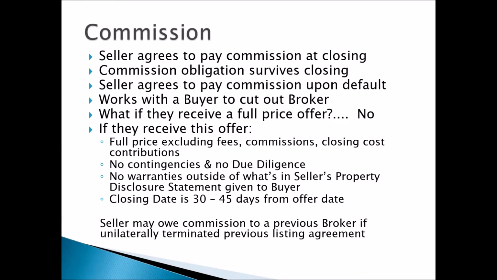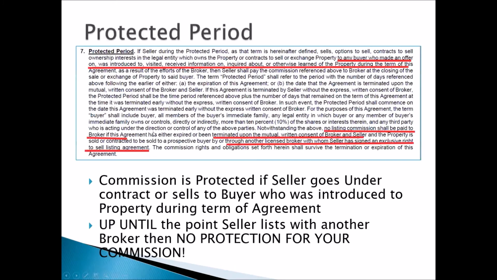Additionally, in that purchase and sale agreement from the buyer, there must be no contingencies and there cannot be any due diligence period. Additionally, there are no warranties outside of what is in the seller's property disclosure statement given to the buyer, and that contract must close between 30 and 45 days from the offer date. So if all of those circumstances happen in one offer from a buyer, then the seller is obligated to pay a commission. And then that last part I read is that a seller may owe a commission to a previous broker if they had unilaterally terminated the previous listing agreement.